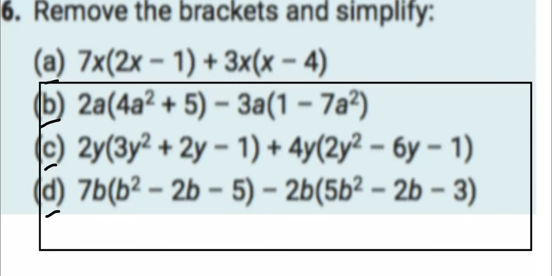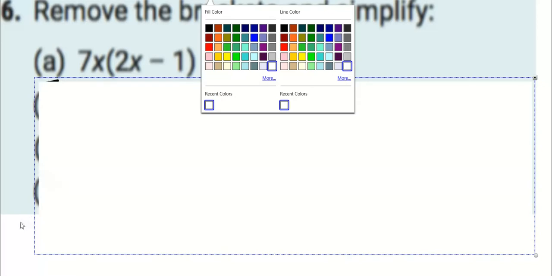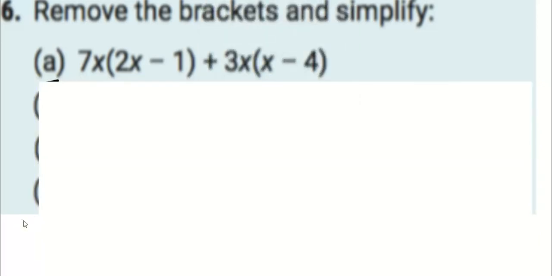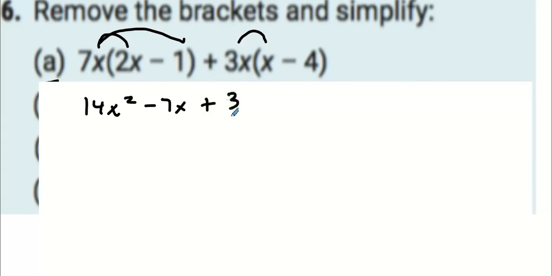So I'm going to point at somebody to help me out as well. Off we go. 14x squared, yeah. 7x times minus 1 is minus 7x, yeah. 3x squared for that one, yeah. And 3x times minus 4 is minus 12x, okay. Now, what I want you to do is make a list.